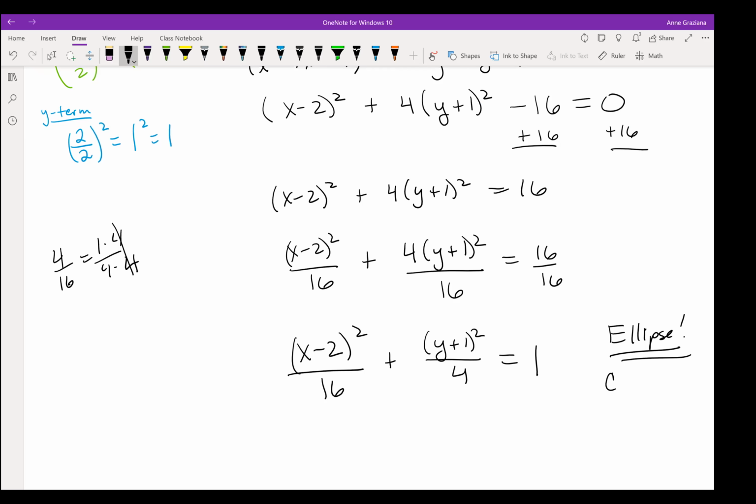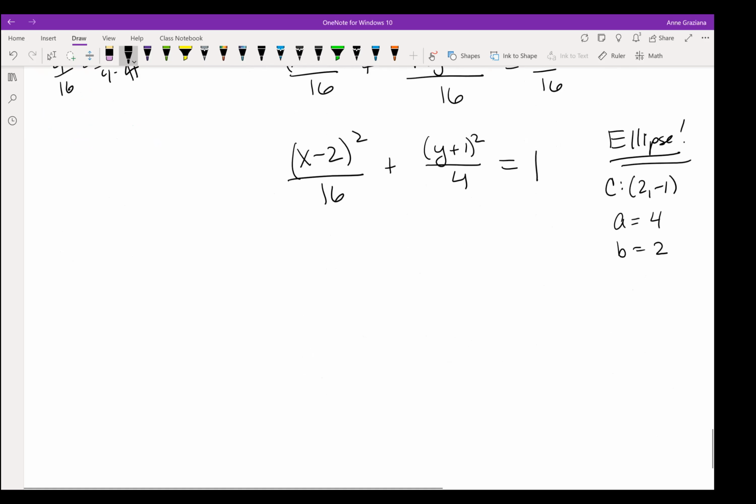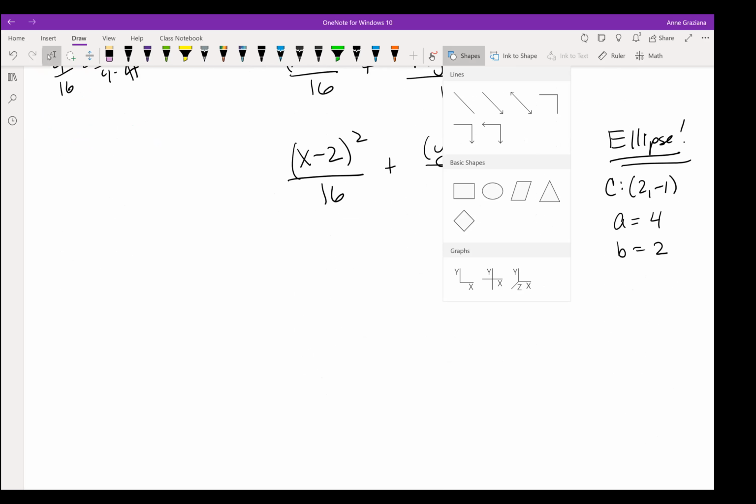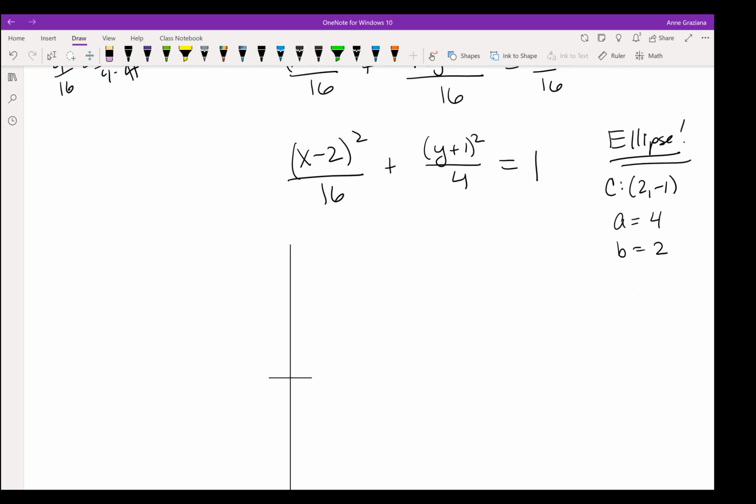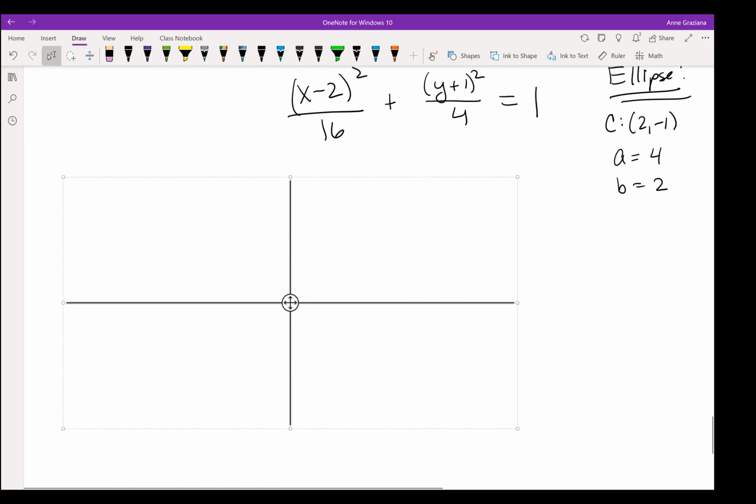My center would be at (2, -1). A, the horizontal stretch, is going to be 4 units and b is 2. So we were asked to graph this. So let's finish that out with a graph. Okay. So here's my center, 1, 2, down. Here's my center. And then the horizontal stretch is 4 units. So let's see, 1, 2, 3, 4.